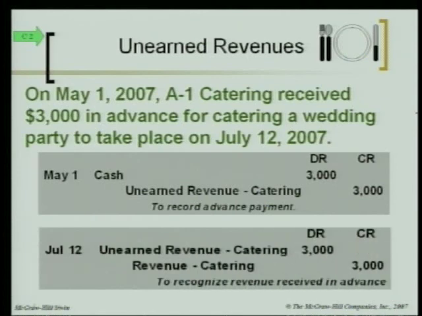Okay? And then, of course, when you have that party, when you have that wedding on July 12th and everybody has a great time, you have now provided that product or service. So you can debit or decrease unearned revenue, and you can move it over into earned revenue. You can book it. You've provided what you were supposed to. Okay? Make sense?